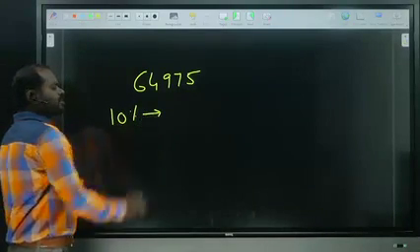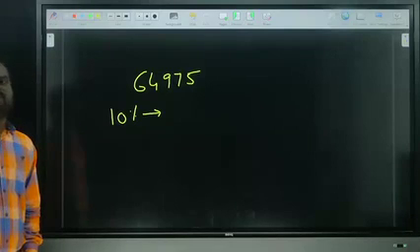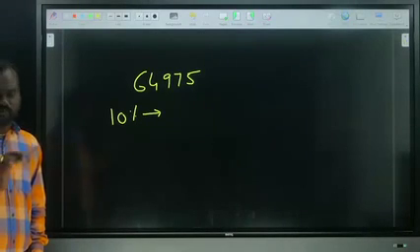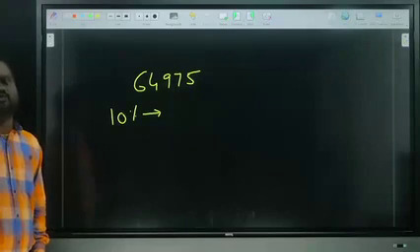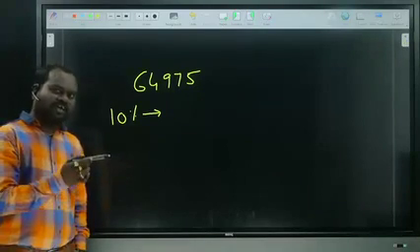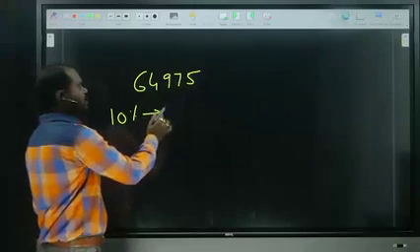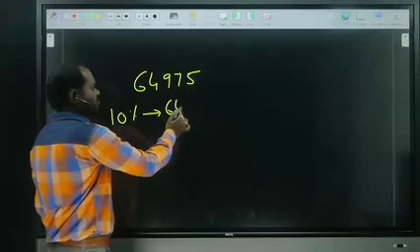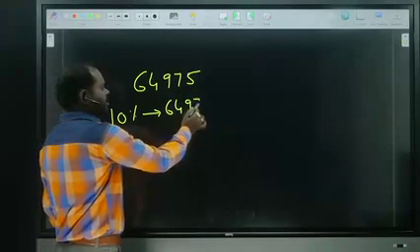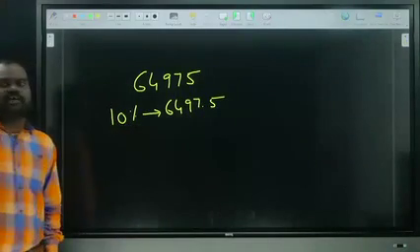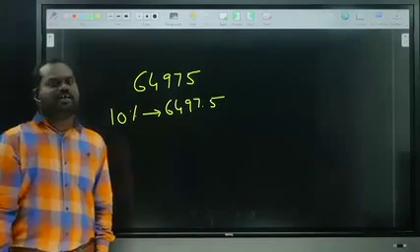Always remember, whenever you require 10% of any number, put the point before the last one digit. So put the point before the 5. What is the 10%? 6497.5. Is it clear?